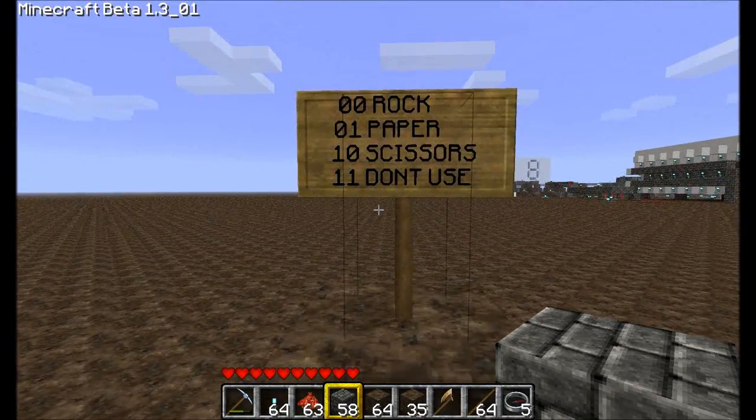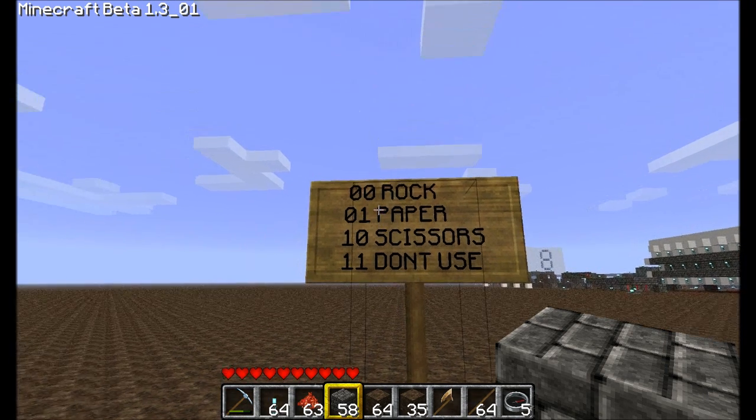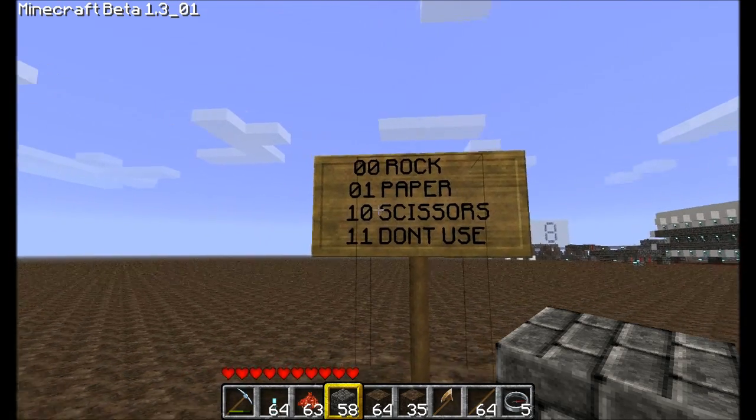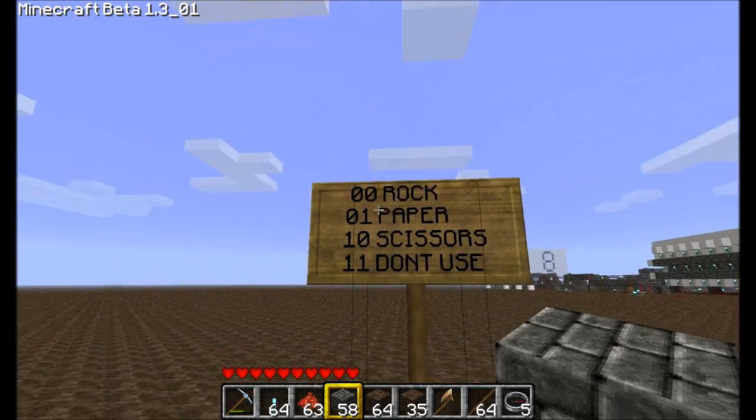So I've assigned each of the throws a code. 0, 0, I'm calling rock. 0, 1, I'm calling paper. 1, 0, I'm calling scissors. And 1, 1 we won't use because we only need 3. So we're just going to use the top 3.